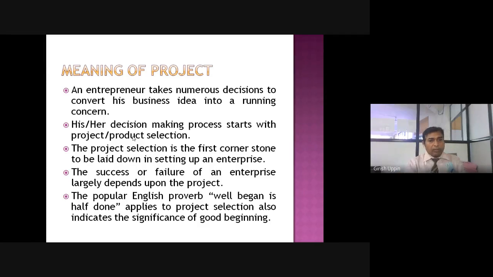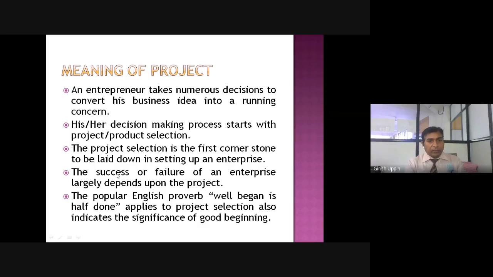So the decision making process has to be carried out by the entrepreneur throughout the life of the organization. The project selection is the first cornerstone to be laid down in setting up an enterprise. As I told you, the entrepreneur has to finalize and select one project. When you come to the final year, out of many ideas you have, finally you have to do only one project, right?